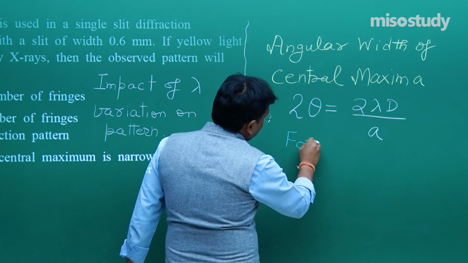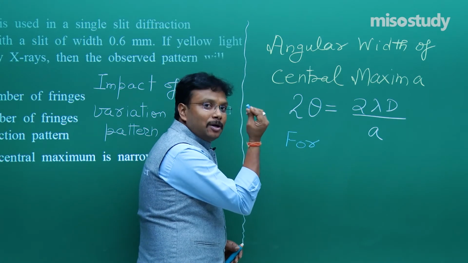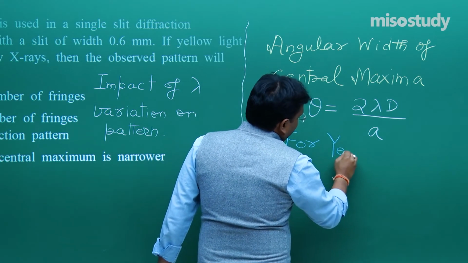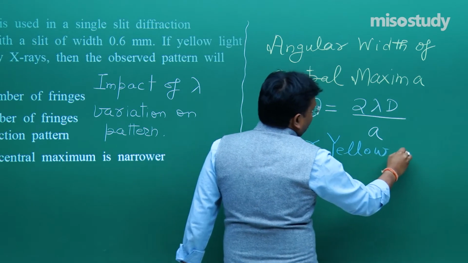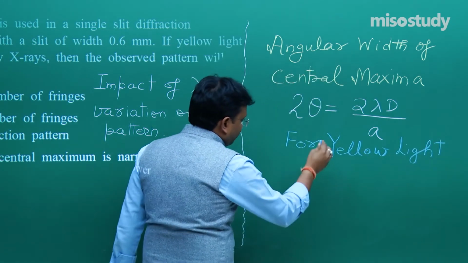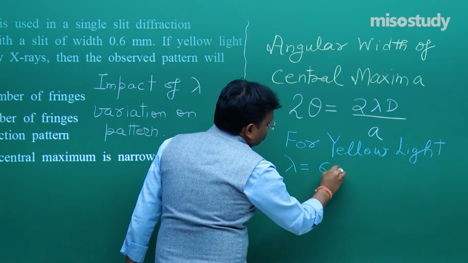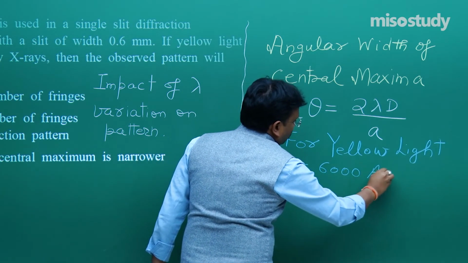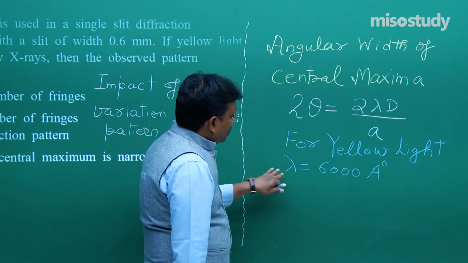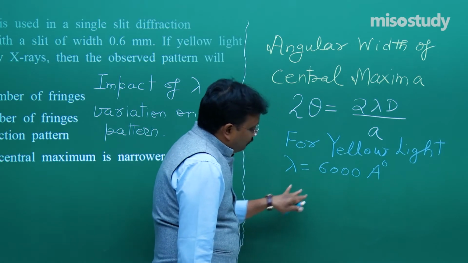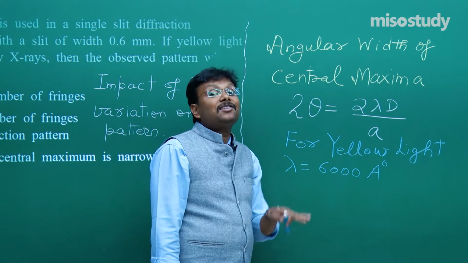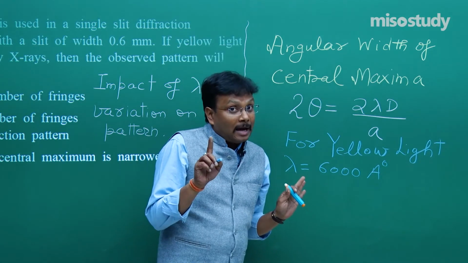For yellow light, I am writing with the blue color chalk. For yellow light, lambda is equal to 6000 angstrom, or 6 into 10 to the power minus 7 meter. Fine. So for yellow light, lambda is this much, and for X-rays, lambda is 1 into 10 to the power minus 10 meter. That is 1 angstrom.